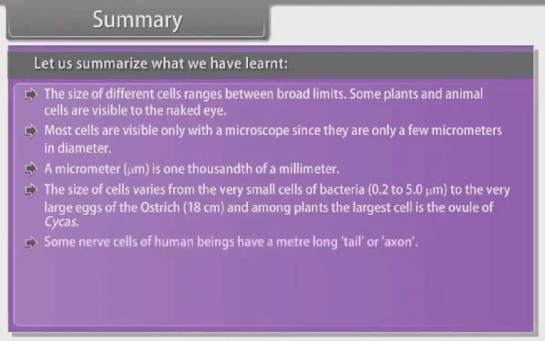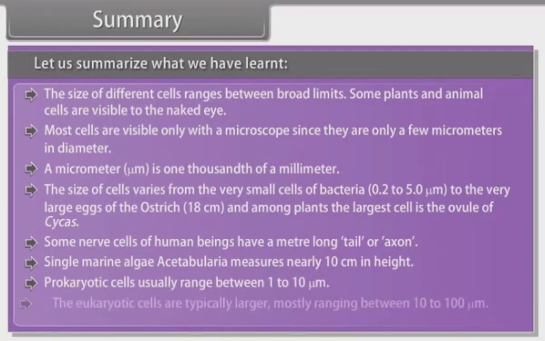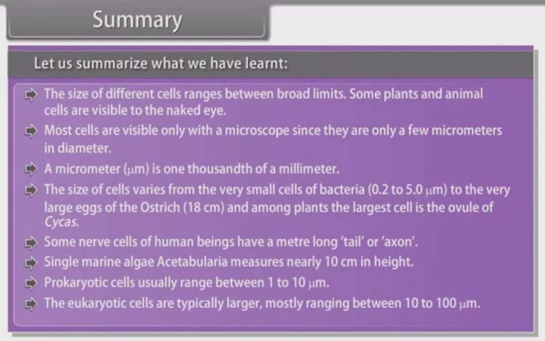Some nerve cells of human beings have a meter-long tail or axon. Single marine algae, Acetabularia, measures nearly 10 centimeter in height. Prokaryotic cells usually range between 1 to 10 micrometer. The eukaryotic cells are typically larger, mostly ranging between 10 to 100 micrometer.